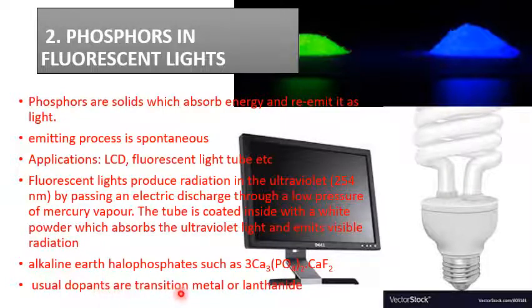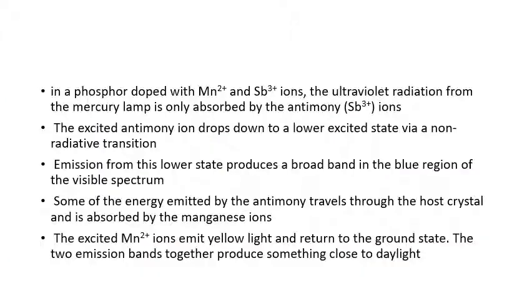Usual dopants are transition metals or lanthanides. In this material, doping is also done, and transition metals or lanthanides are used as dopants. In a phosphor doped with manganese and antimony ions, the ultraviolet radiation from the mercury lamp is only absorbed by the antimony ions, because the dopant is antimony or manganese.